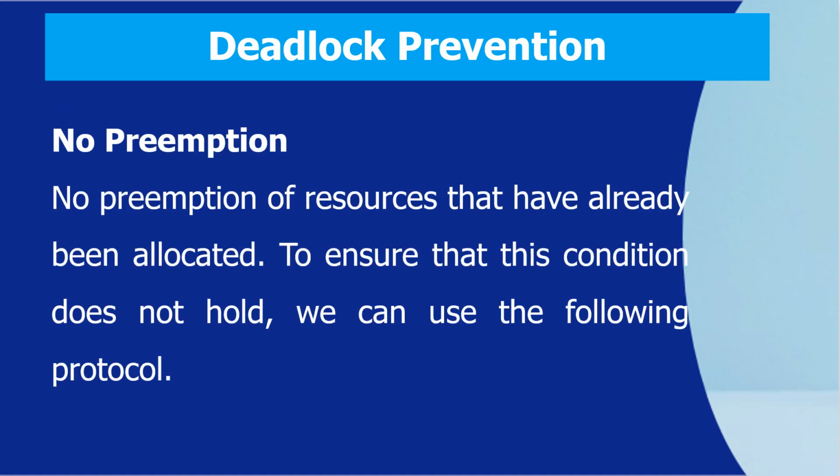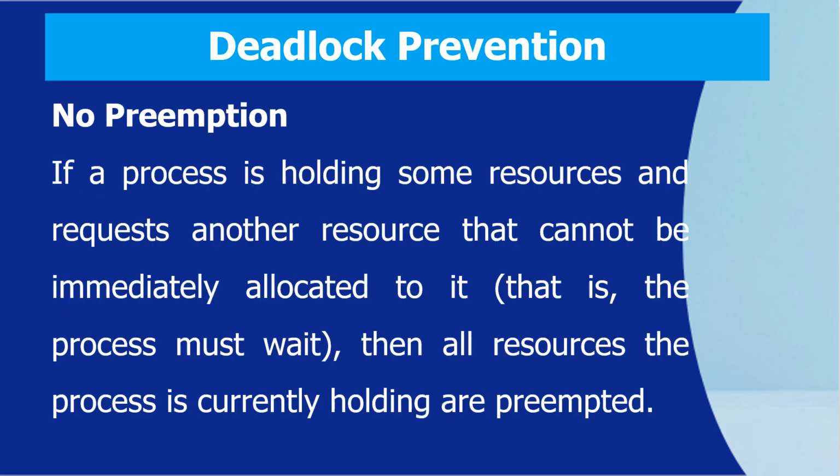The next deadlock prevention is no preemption. This type of resource has already been allocated. To ensure that the condition does not hold, we can use the following protocol. Suppose a process is holding some resources and requests another resource that cannot be immediately allocated to it. Then all resources the process is currently holding are preempted.